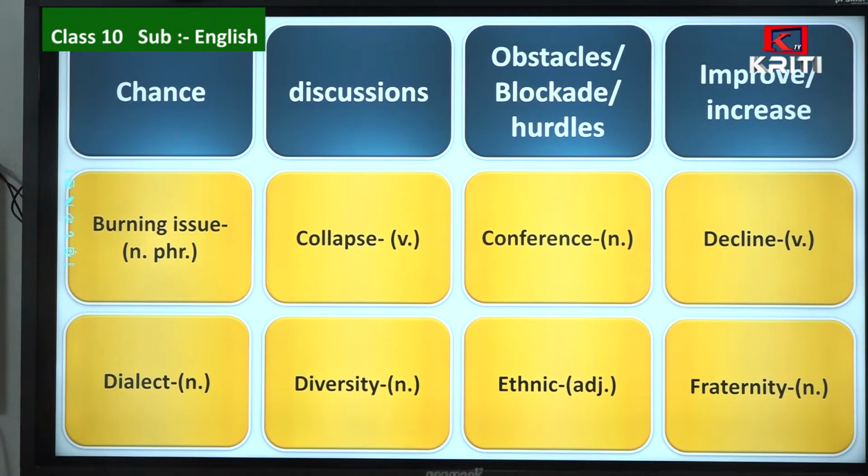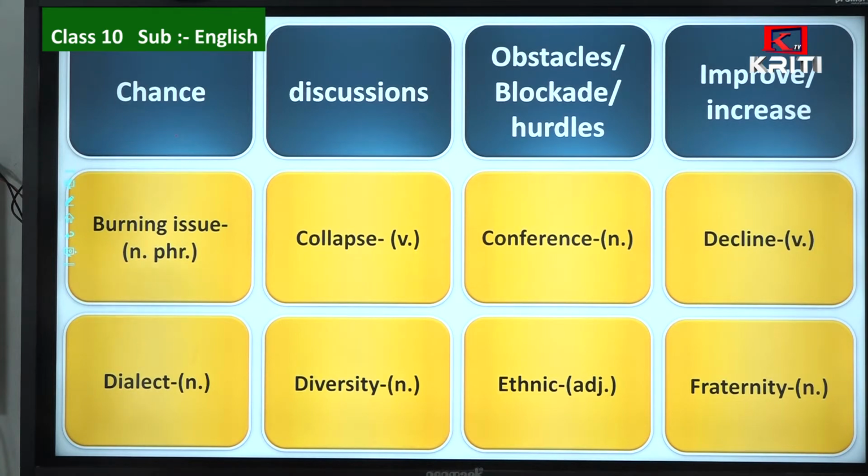Similarly, let's see another word, that is burning issue. Burning issue is a noun phrase. You must have heard what burning issue is. People might be using this topic, this word, this noun phrase often and often. In what situation do people use burning issue?